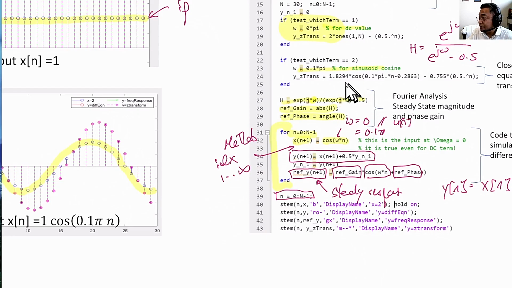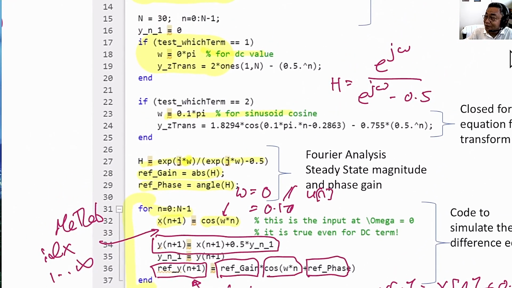In the next slide, I'll explain how I get the transient, the Z transform equation representing the output. And you will see this. The Z transform output consists of 2 terms. This is a steady state response, 2 multiplied by the original input, minus 0.5 to the power of n. When n goes to infinity, this term goes to 0. So this guy is introducing the transient for input equals to 1.